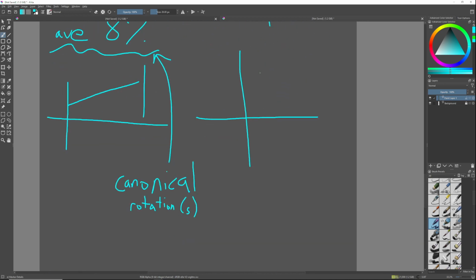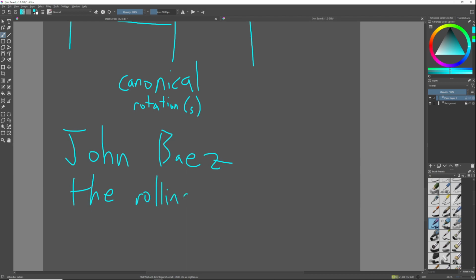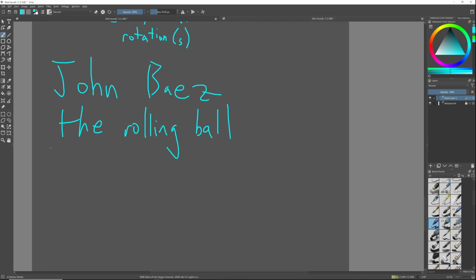There's also, getting even crazier, John Baez and the rolling ball, which is a discussion of octonions. It is a model for talking about the algebra of octonions. And so there's a paper. If you Google this, you'll find the paper. This is connected with E6, E7, E8.